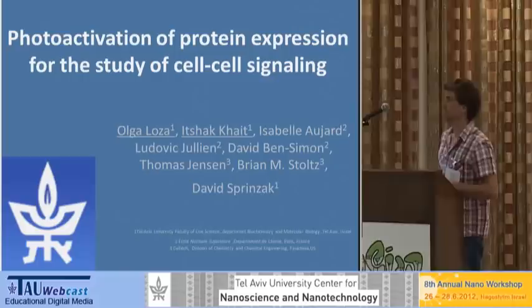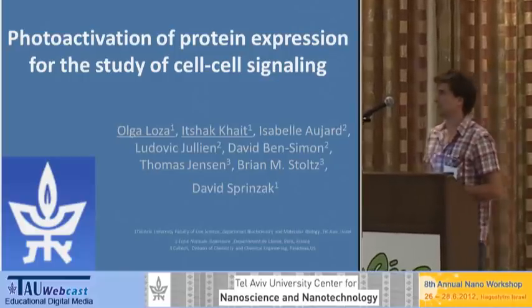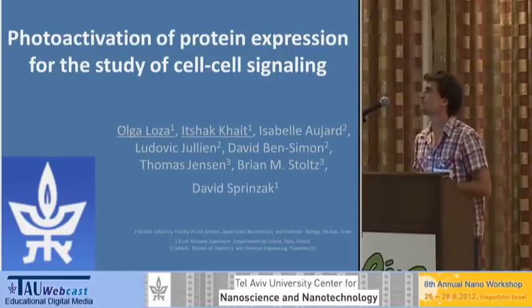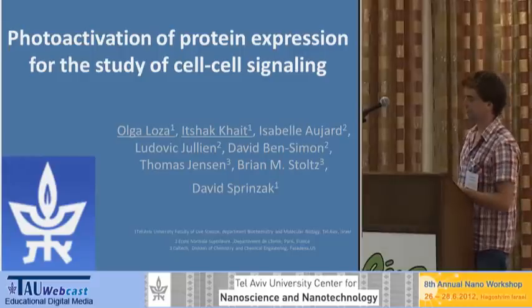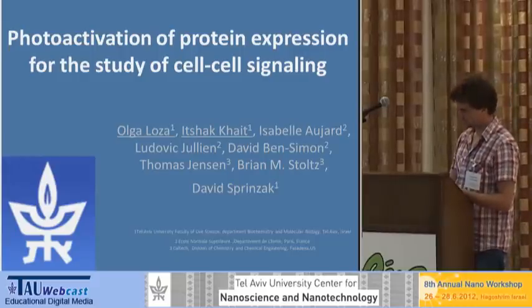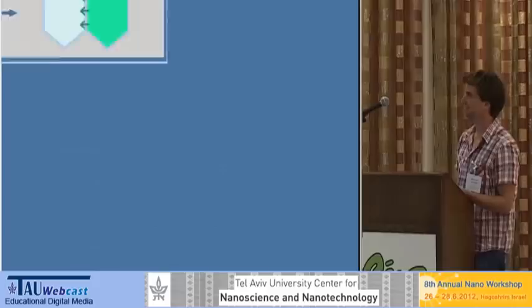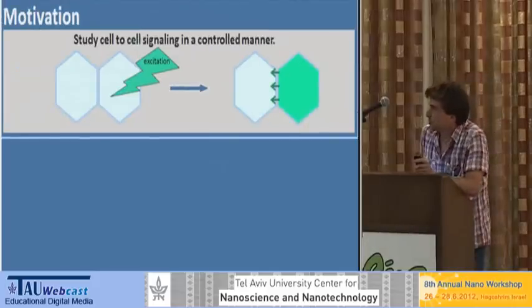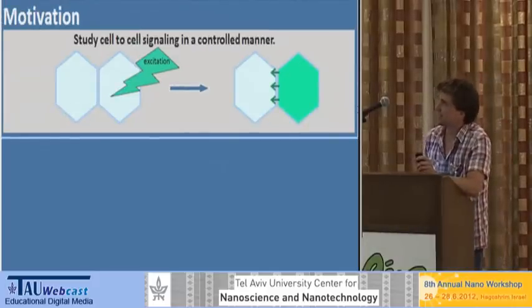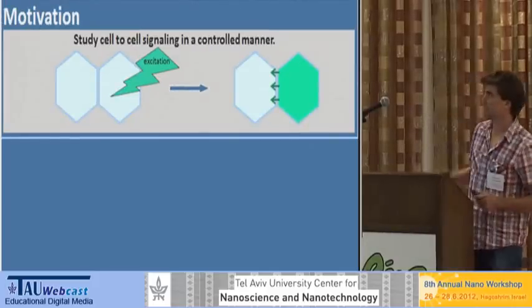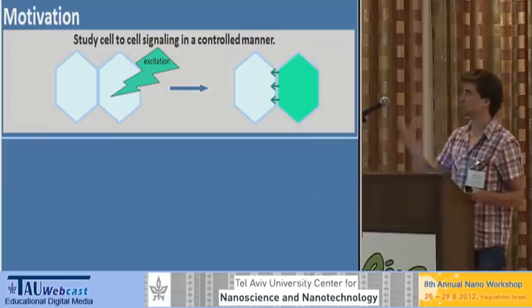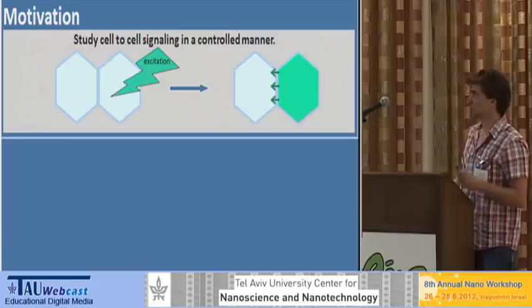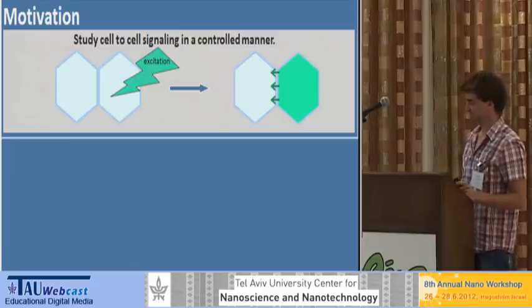I'm Isaac Hayat. I did this work in collaboration with Olga Ozer. It's about photoactivation of protein expression. We want to study cell-to-cell signaling in a controlled manner. For example, if we have two neighbor cells, and we want one of them to express some protein, so we can activate it.